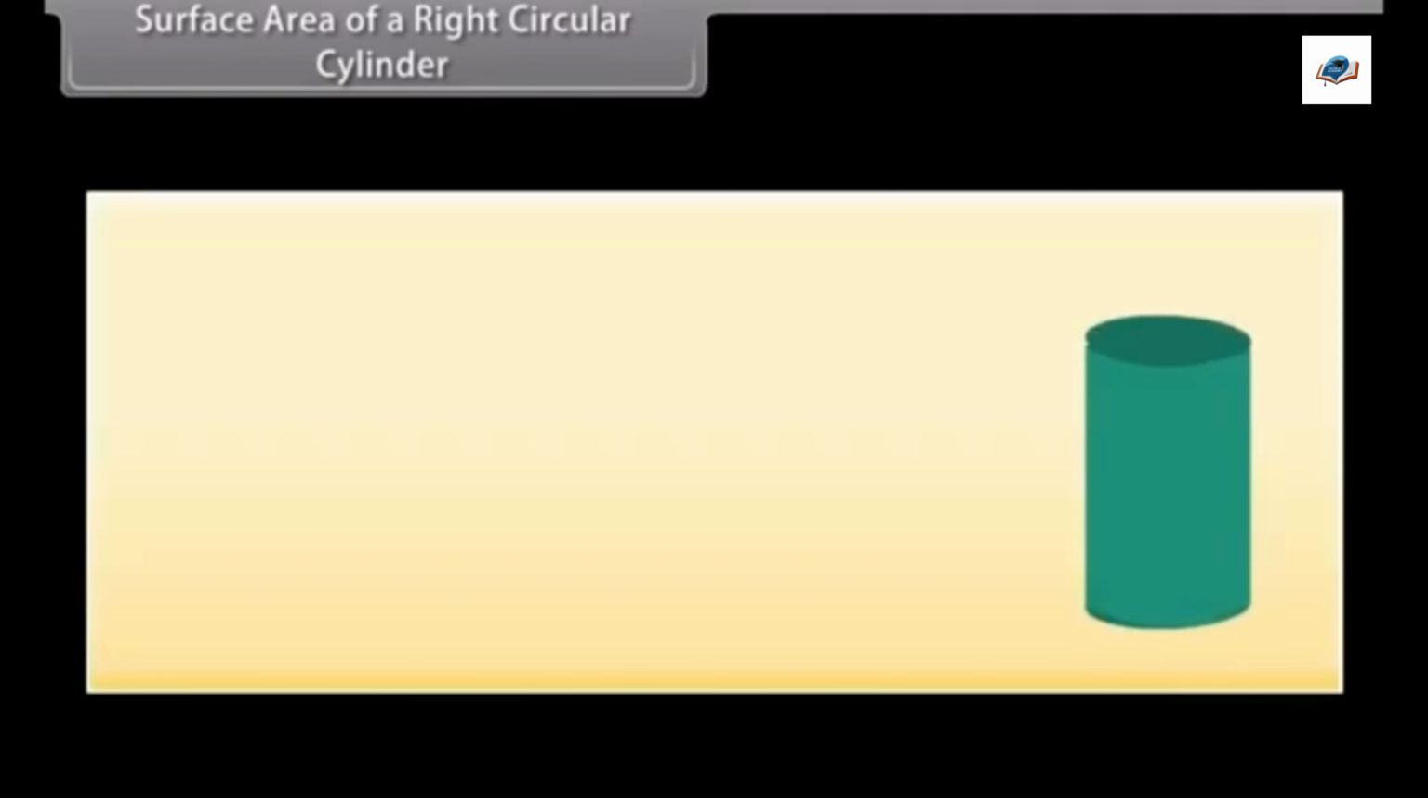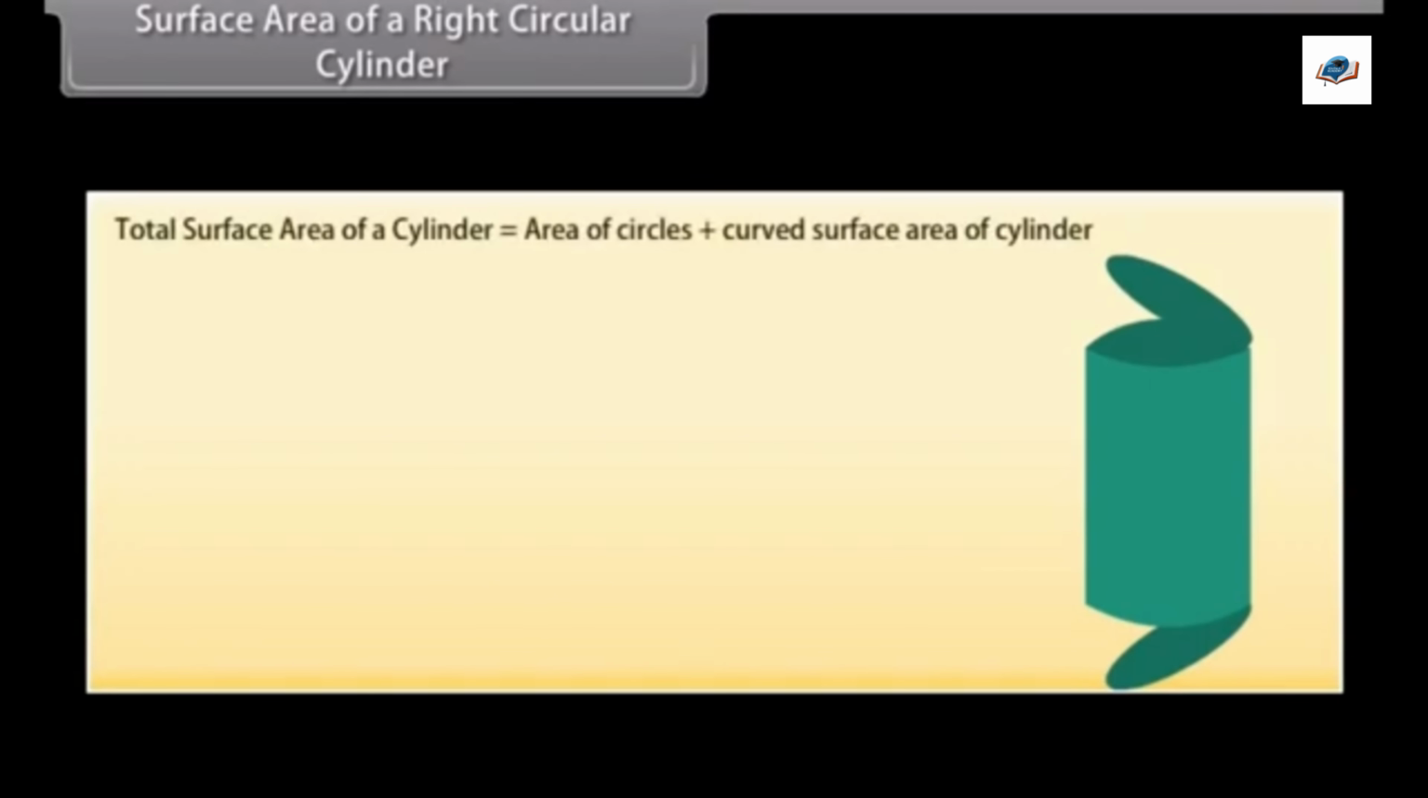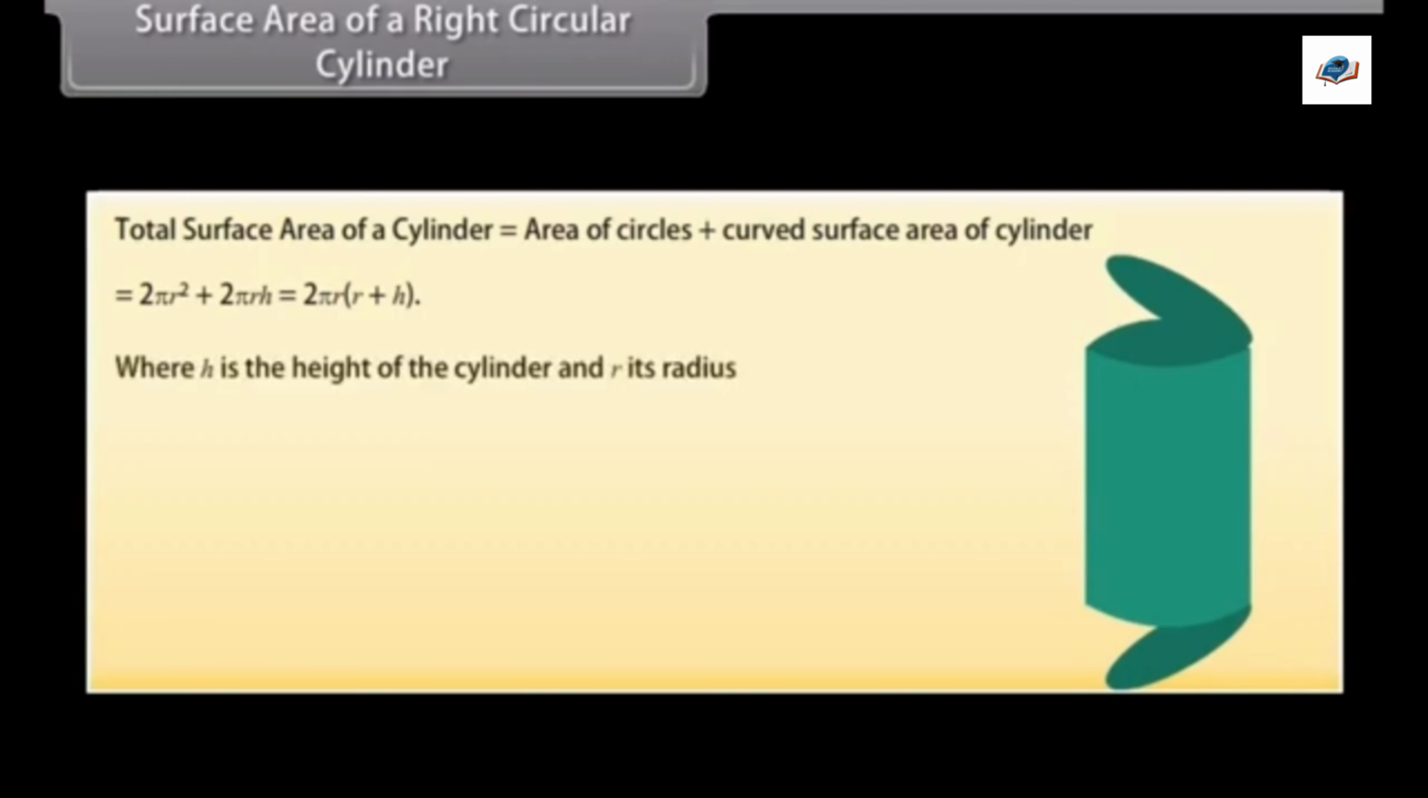And now if we cover the top and the bottom of the cylinder, we get its total surface area. Total surface area of a cylinder is equal to area of circles plus curved surface area of cylinder. This is equal to 2 pi r square plus 2 pi r h, which is equal to 2 pi r into (r plus h), where h is the height of the cylinder and r its radius.